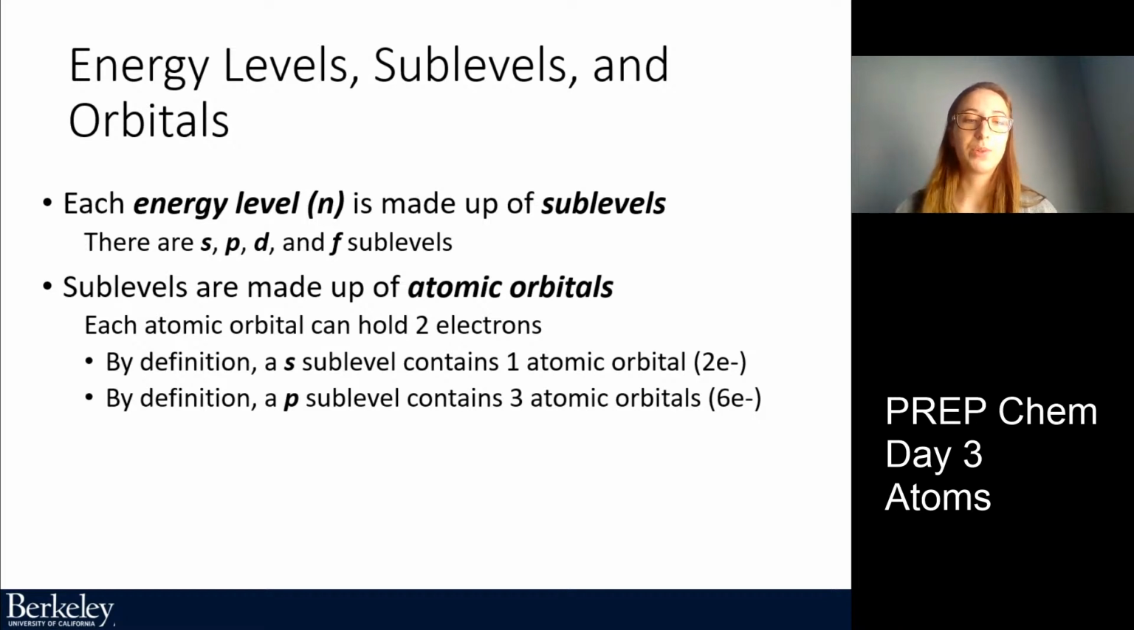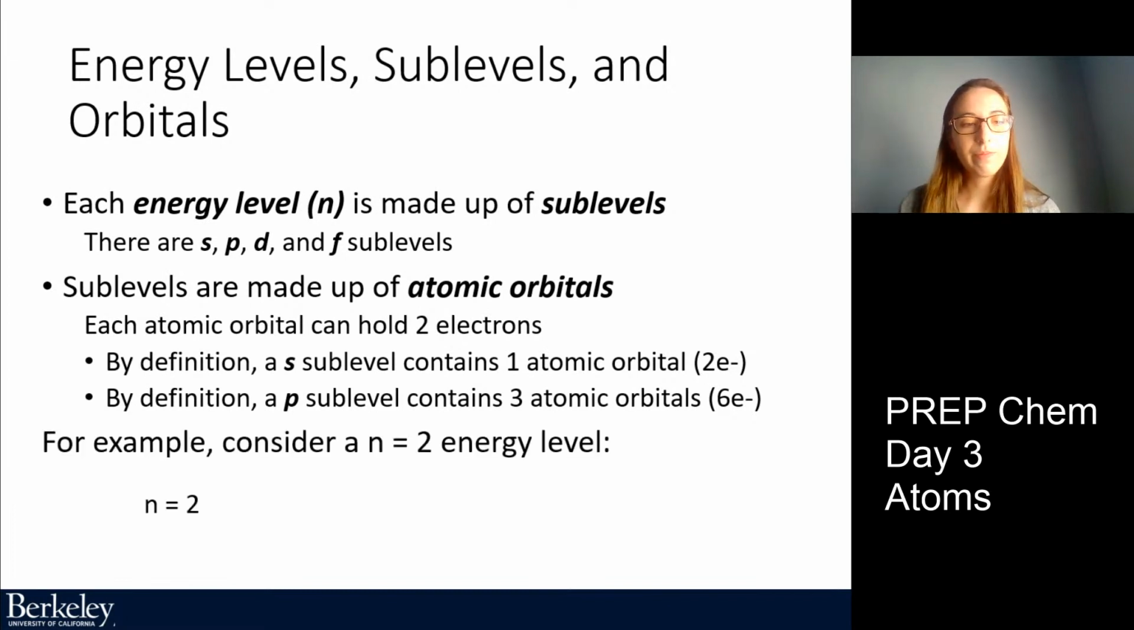And then each of these sublevels are made up of a different number of atomic orbitals. Each atomic orbital can only hold 2 electrons. By definition, an S sublevel contains 1 atomic orbital. This means that an S sublevel can only contain 2 electrons. And then by definition, a P sublevel contains 3 atomic orbitals, or 6 electrons.